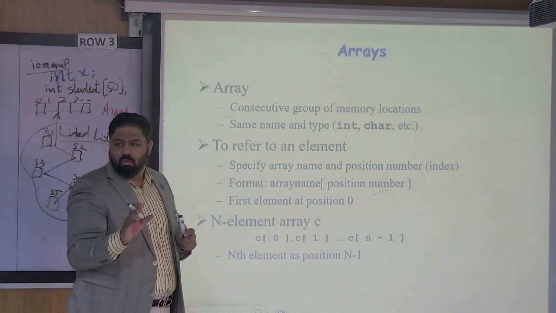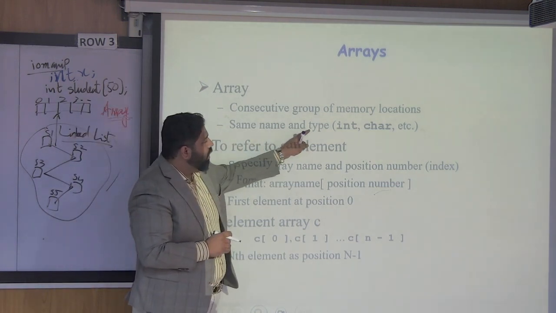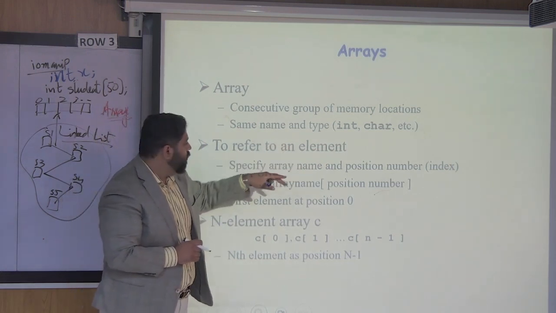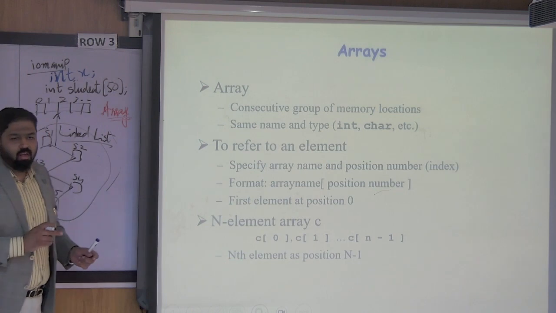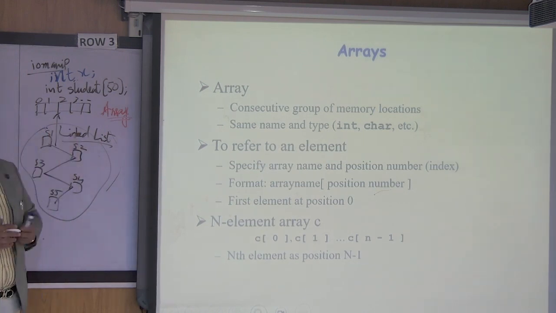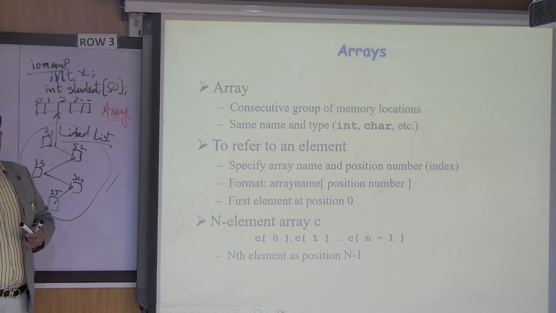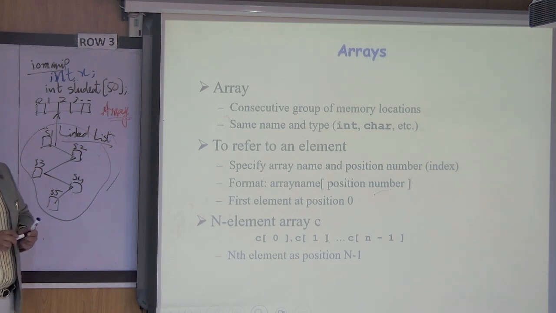समझ आ रही है सबको? Yes, sir. Same name and type. It could be characters. To refer to an element, a particular element को किस तरह refer करें? इसका नाम तो student है. बात नहीं करेंगे, ये तो student है. आप शानूर, उधर बैठ. आपको कुछ अच्छे मार्क्स आए हैं.